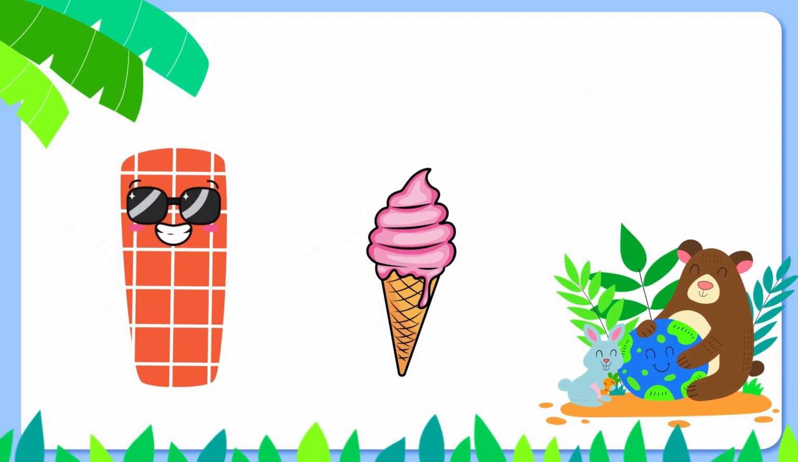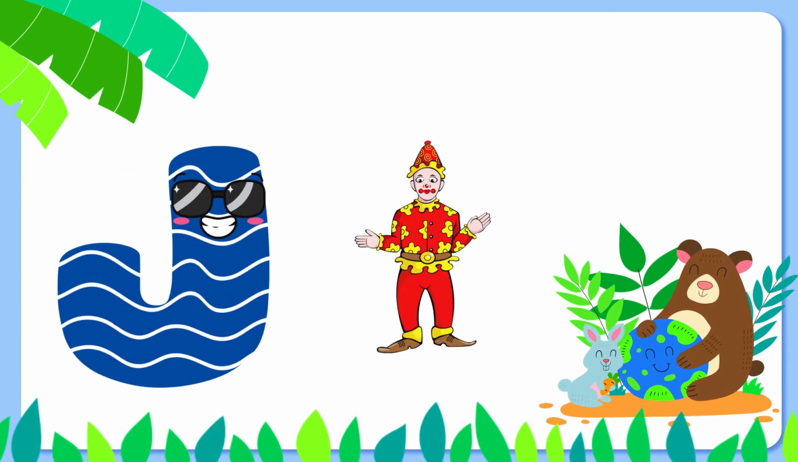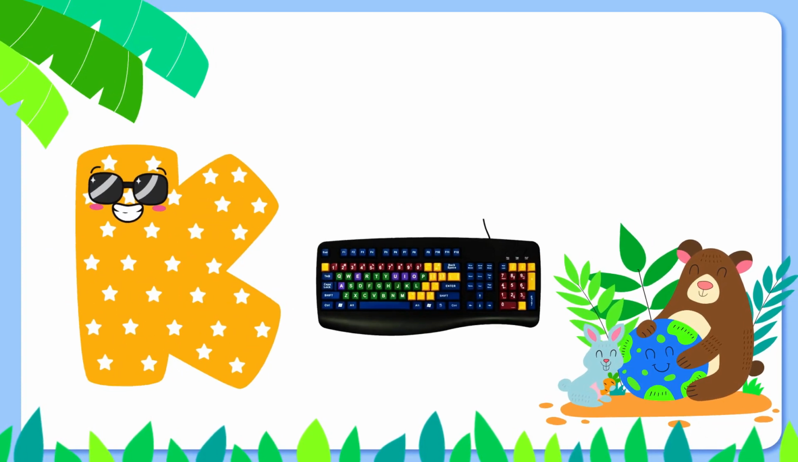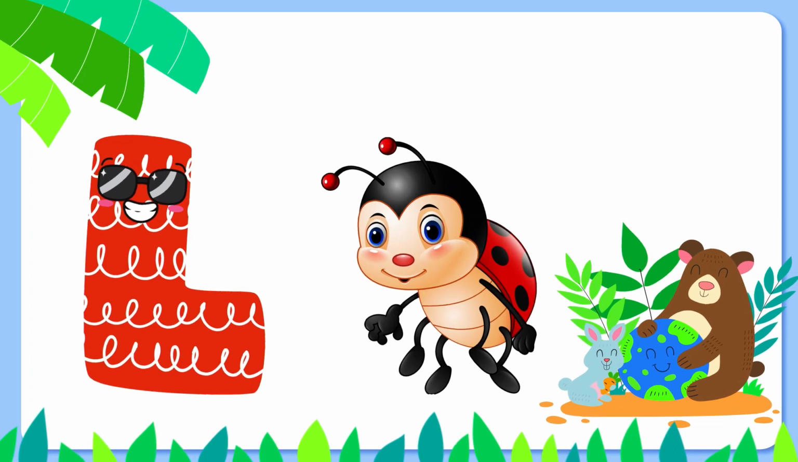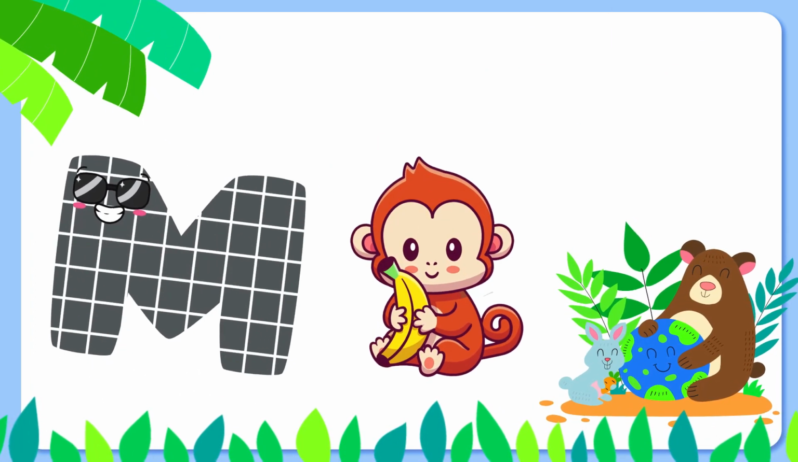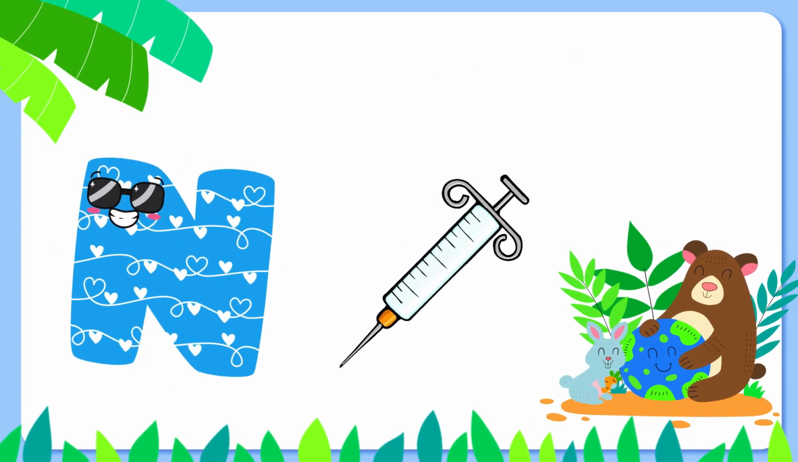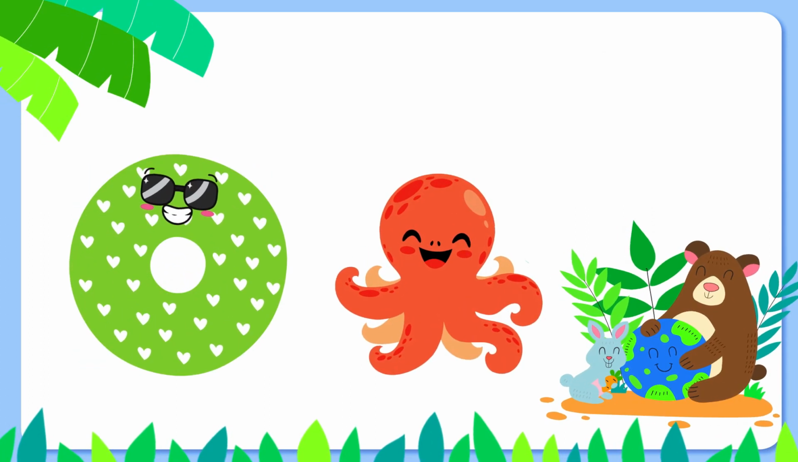I is for ice cream. I, i, ice cream. J is for joker. J, j, joker. K is for keyboard. K, k, keyboard. L is for ladybug. L, l, ladybug. M is for monkey. M, m, monkey. N is for needle. N, n, needle.